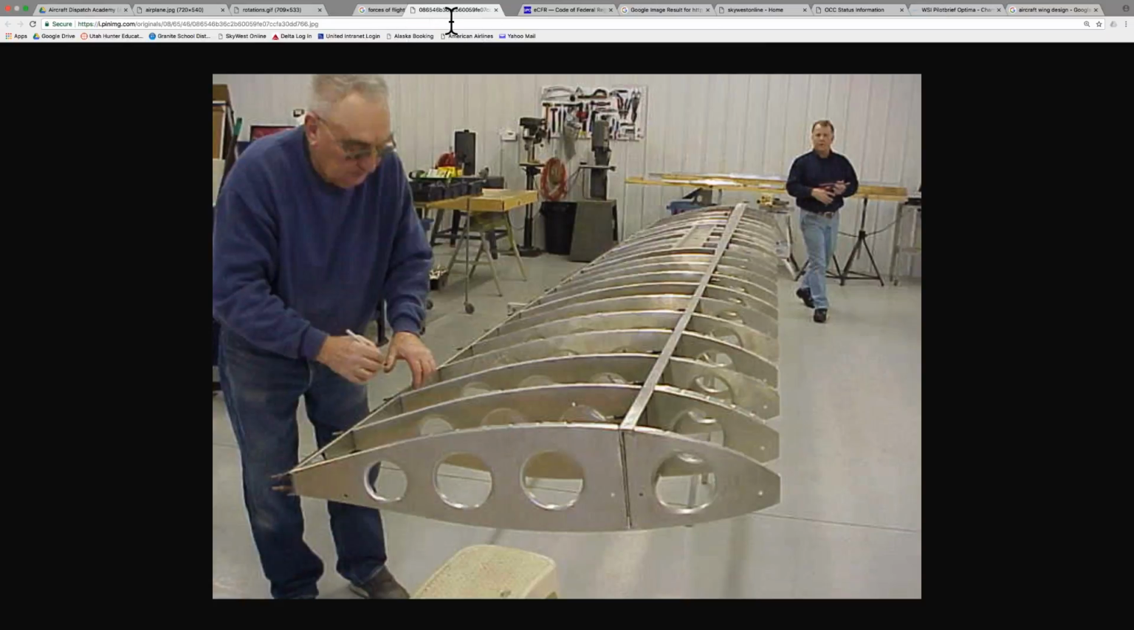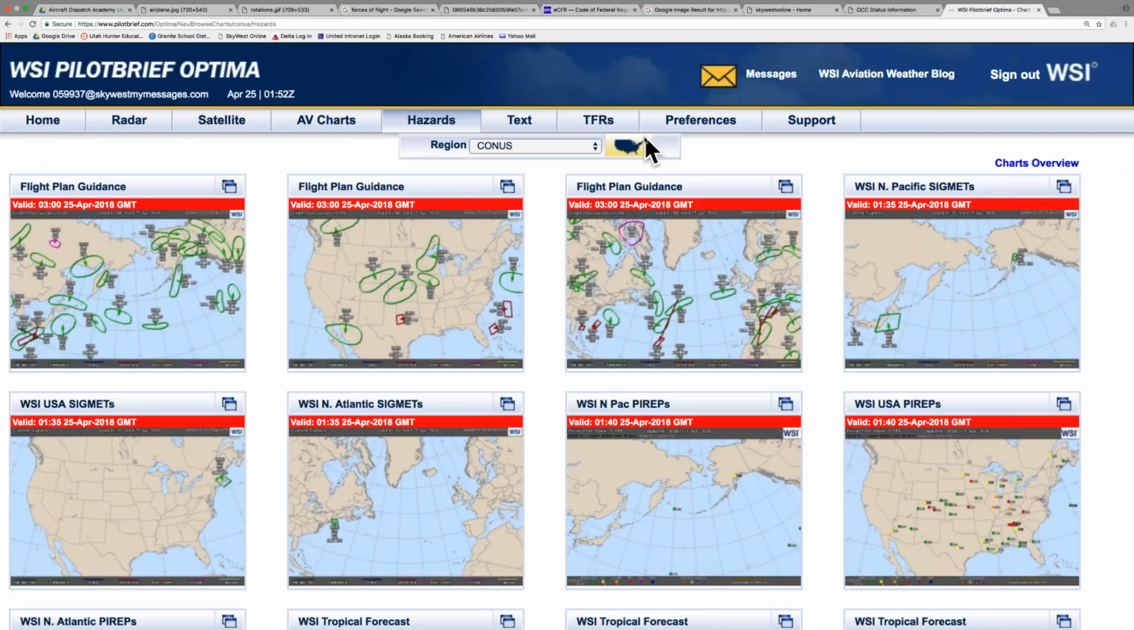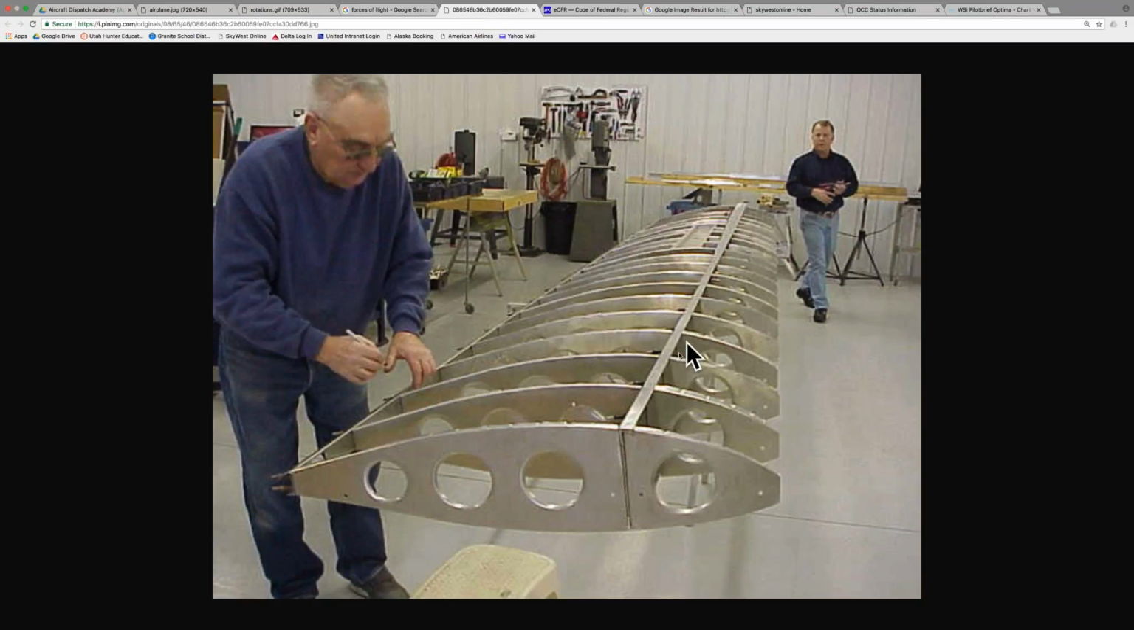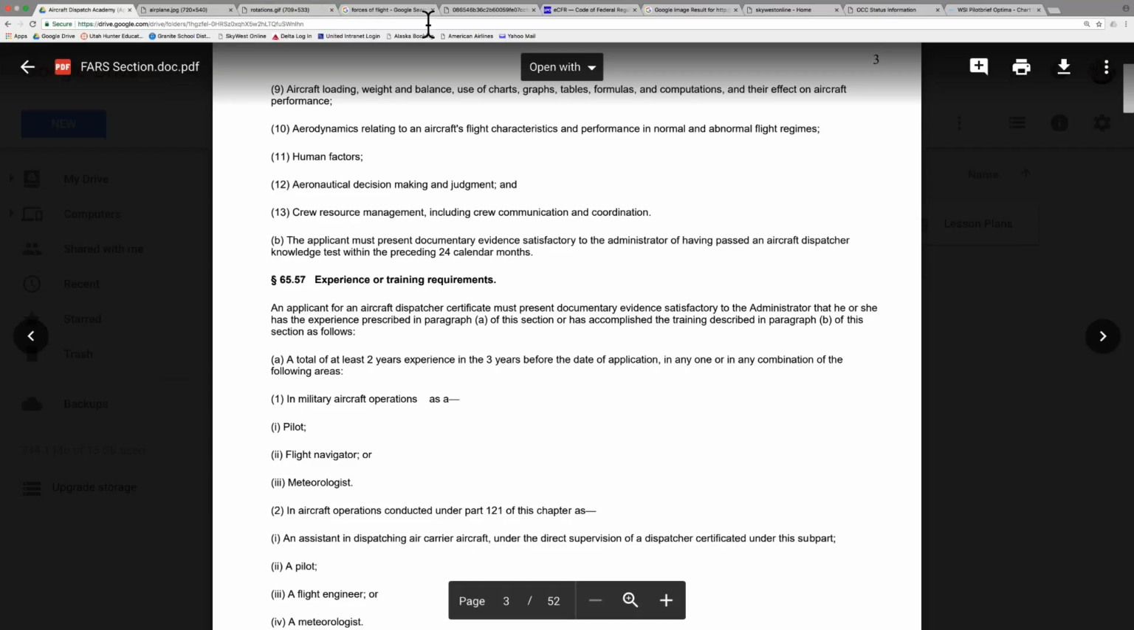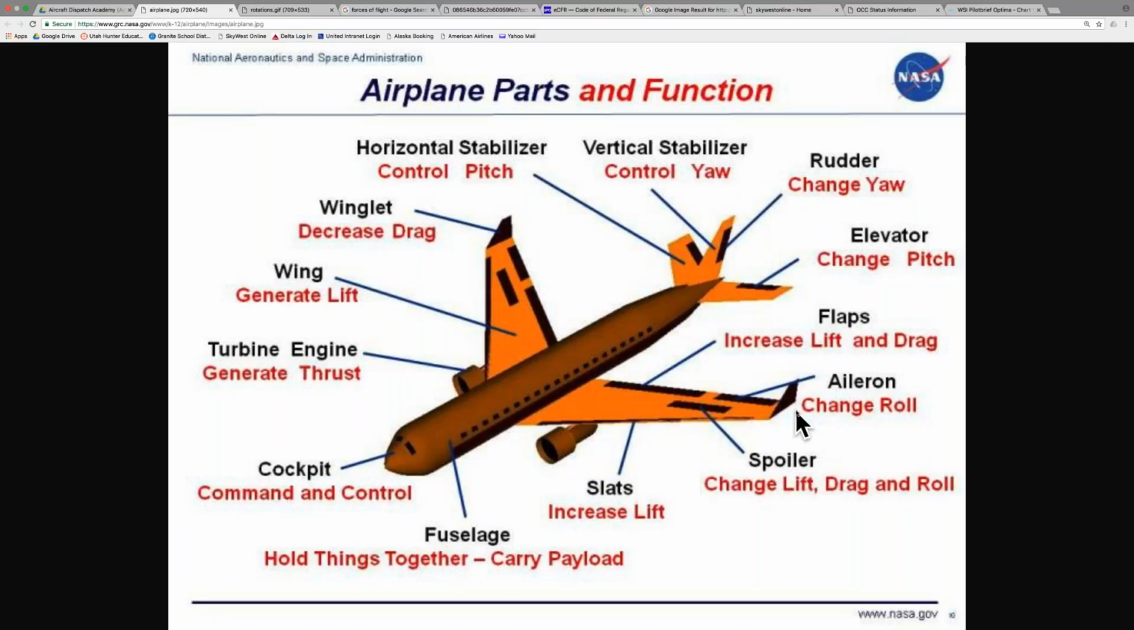Let's see if I can just kind of save that for you guys too. So yeah, that's the basic principles of a wing. Let's go back right here.